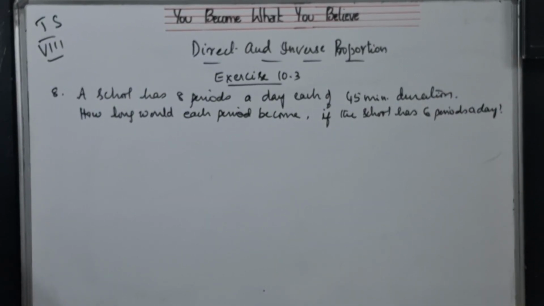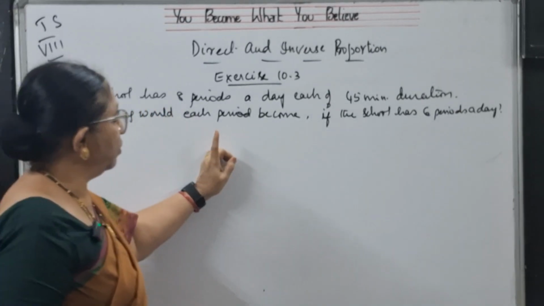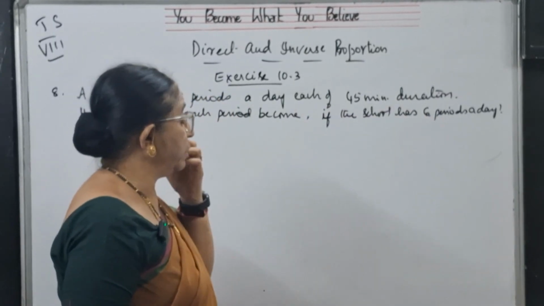Now I am dealing with 8th class maths, direct and inverse proportion, exercise 10.3, question 8. A school has 8 periods a day, each of 45 minutes duration. How long would each period become if the school has 6 periods a day? There is something given in the bracket, children, I have not written: assuming the number of school hours to be the same. That means same school hours. Instead of 8 periods, they wanted to make it 6 periods. So how much should each period be?